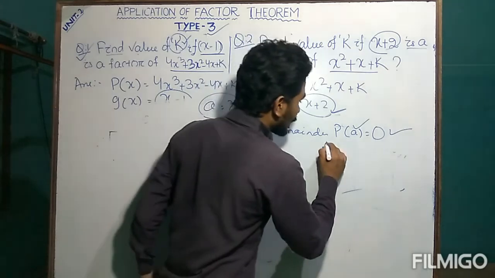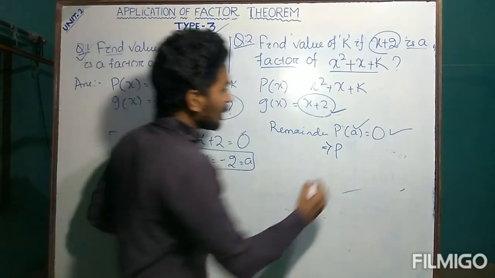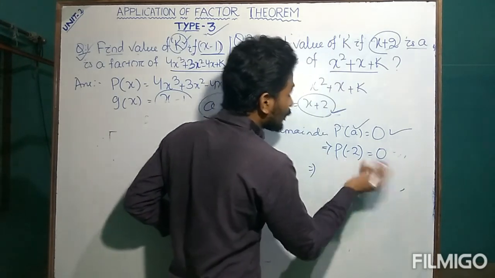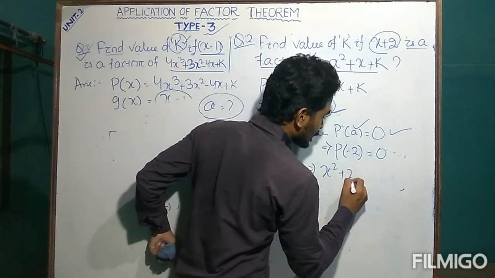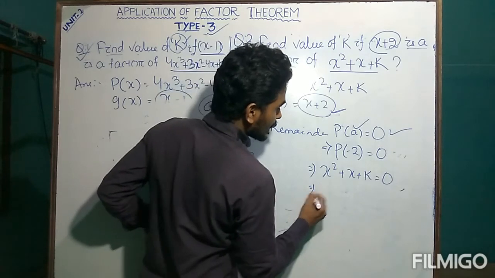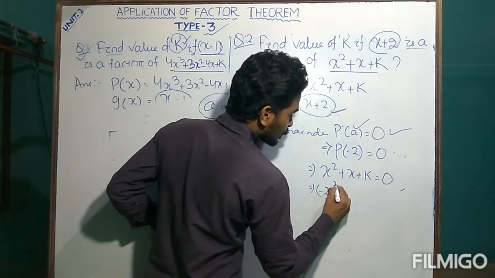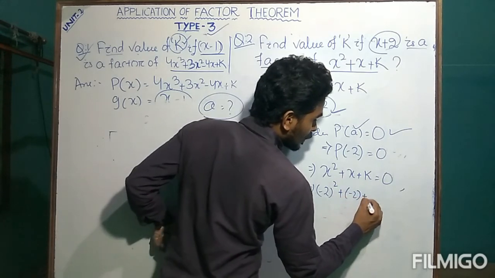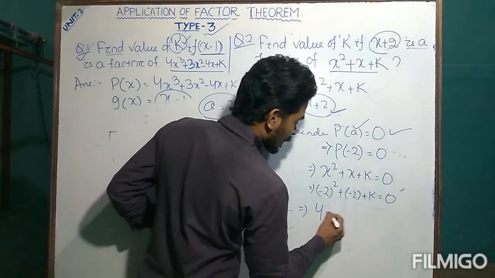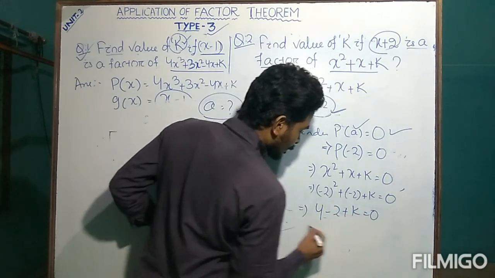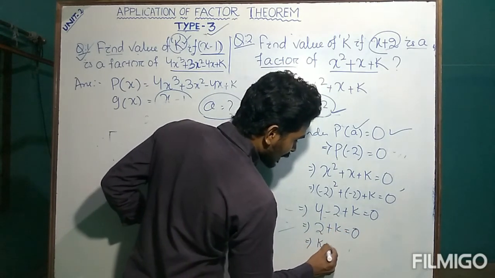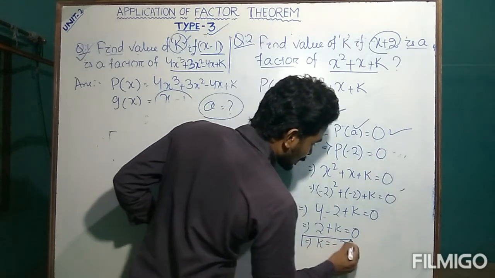Okay? So you can write p of a is p of minus 2 is equal to 0. Since you know that the polynomial p of x is equal to x square plus x plus k, in the place of x, we have to put minus 2. Minus 2 square plus minus 2 plus k is equal to 0. Minus 2 square is 4, plus minus 2, plus k is equal to 0. 4 minus 2 is 2 plus k is equal to 0. Hence we get k is equal to minus 2.